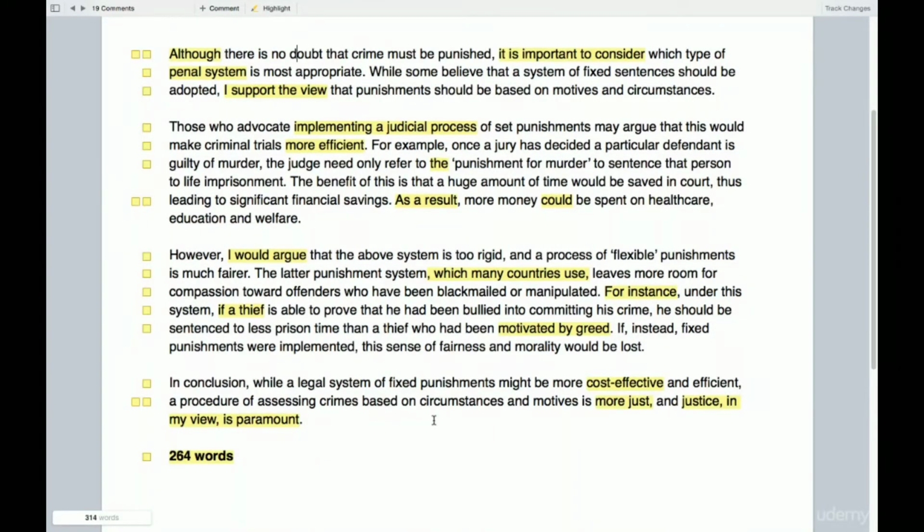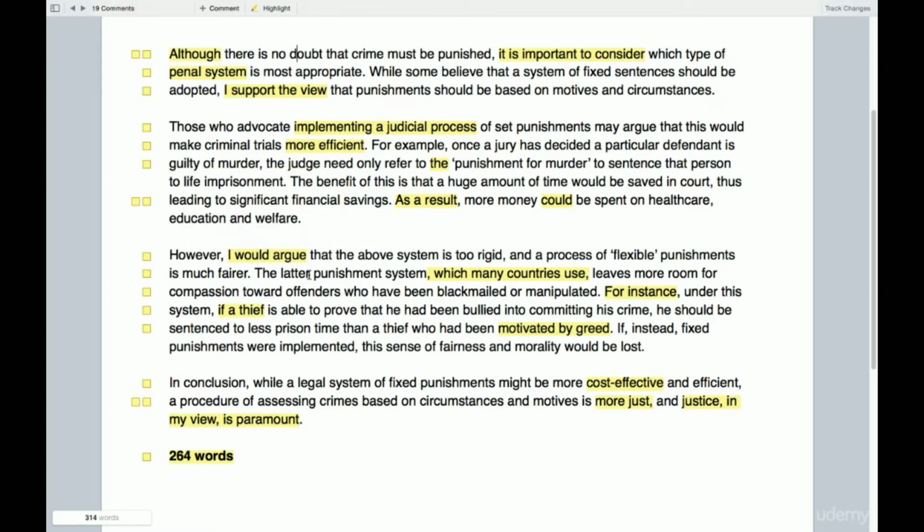However, I would argue that the above system is too rigid and a process of flexible punishments is much fairer. I would argue is being used here so that we can present an opinion in the second body paragraph, and this is appropriate for the question type, which is a discussion opinion question. And you'll learn about these in Lecture 5, the 4 different question types.